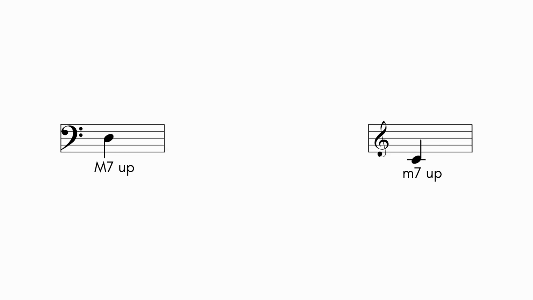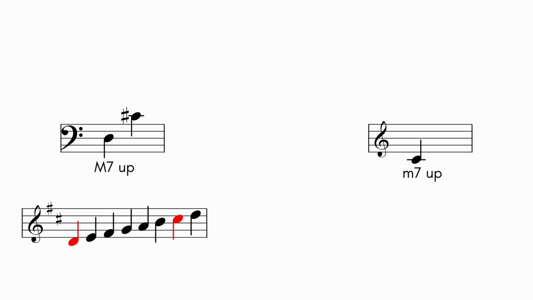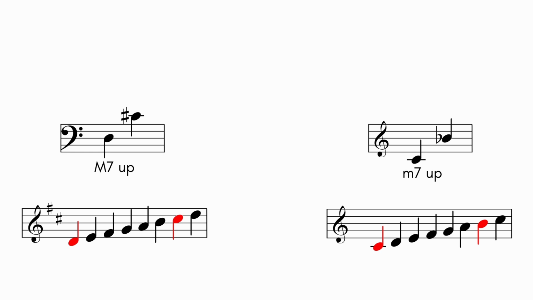A major seventh up from D is C sharp. We know this since C sharp is the 7th scale degree of D major. A minor seventh up from C is B flat. We know this since B is the 7th scale degree of C major. B flat, a half step lower than B, must be a minor seventh up from C.